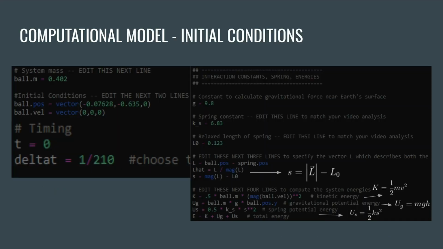These are the initial conditions for the computational model, where we input the tracker data in all the given locations. There is also the section to type the formulas for the spring length and energies that we discussed in the previous slide. The formulas that are referenced per the code are being pointed at.